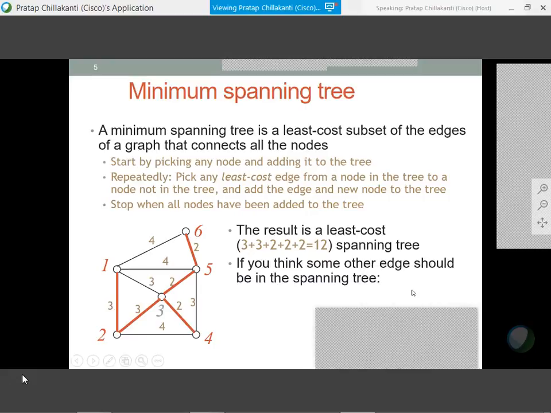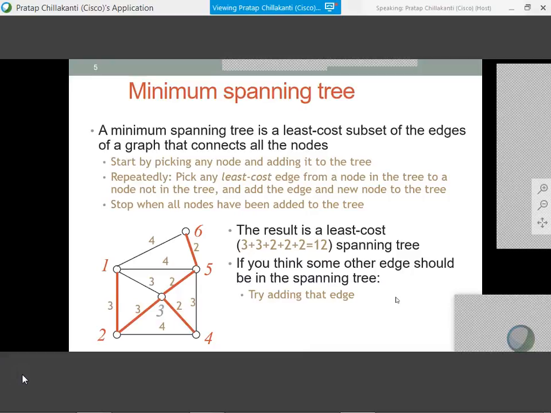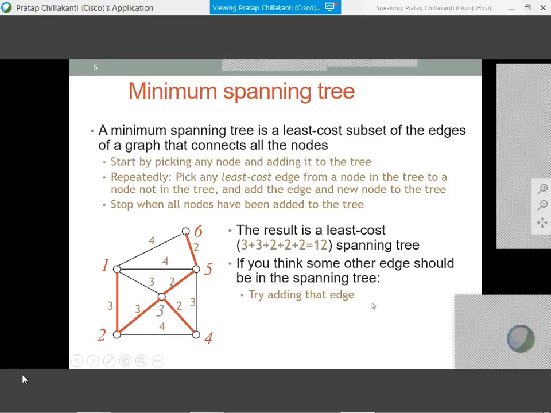Now what happens if you think some other edge should be in the spanning tree? You can try to add the edge. If you try to add another edge and it forms a cycle, then you cannot have it. Remember, one of the conditions is you cannot have a cycle.